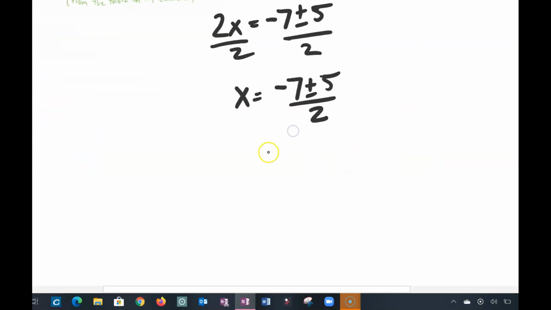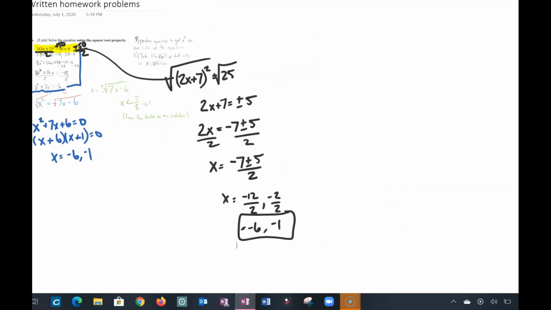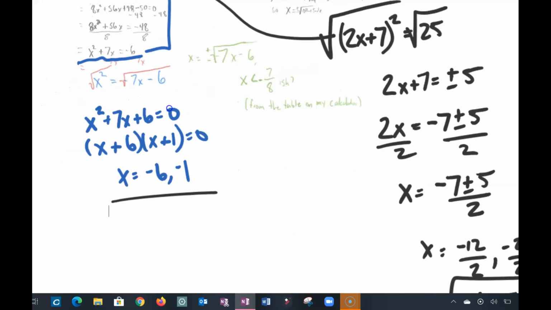I would have minus 7 minus 5, which is minus 12 over 2, which is minus 6, and then I would have minus 7 plus 5, which is minus 2 over 2, which is minus 1. So you see here we get the same solution as by factoring or the quadratic formula.